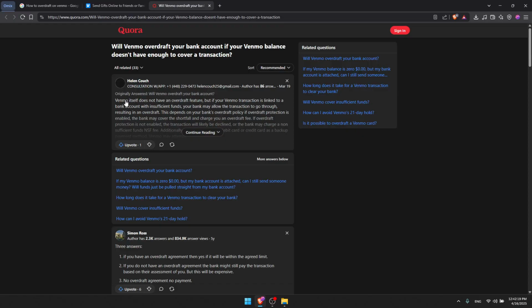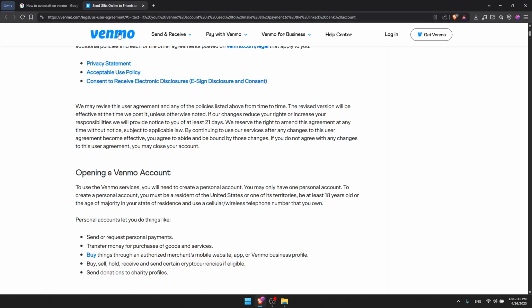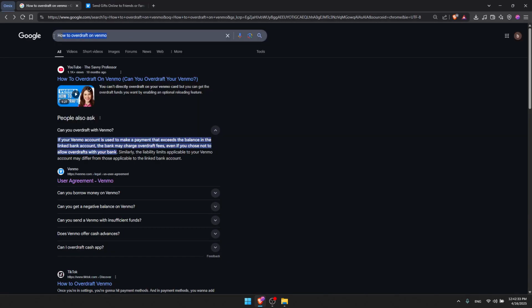Another article shown here says Venmo itself does not have an overdraft feature, but if your Venmo transaction is linked to a bank account with insufficient funds, your bank may allow the transaction to go through. So basically, how do you overdraft with Venmo?